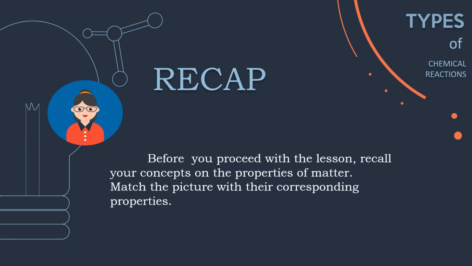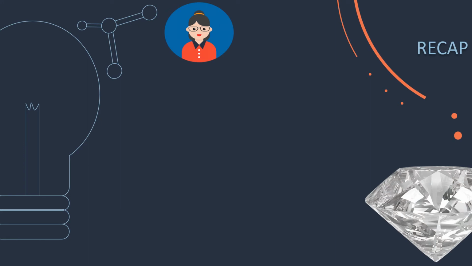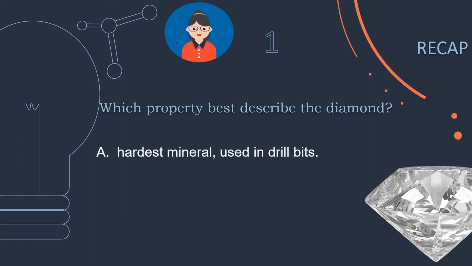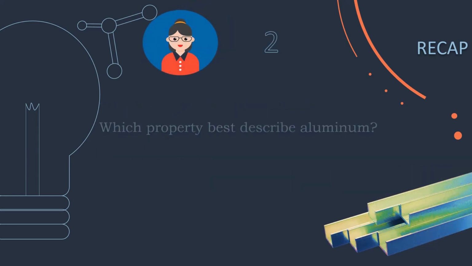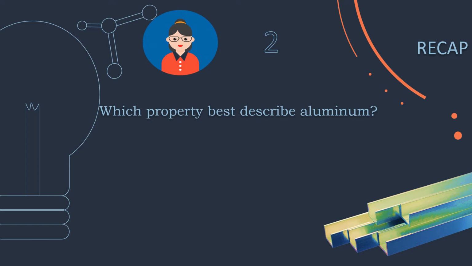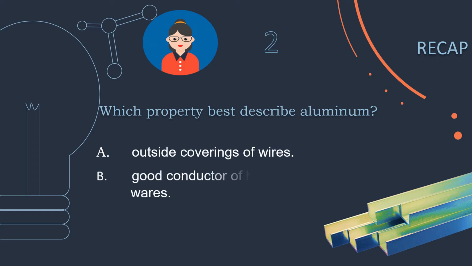Before you proceed with the lesson, recall your concepts on the properties of matter. Match the picture with their corresponding property. Number 1. Which property best describes the diamond? A. Hardest mineral used in drill bits. B. Softest mineral can be crumpled with fingers. Number 2. Which property best describes aluminum? Letter A. Outside coverings of wires. B. Good conductor of heat used as kitchenwares.